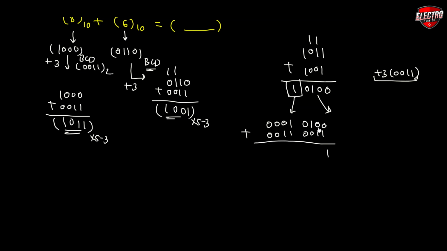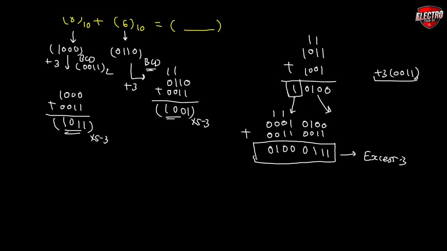0 plus 1 is equal to 1, 0 plus 1 is equal to 1, 1 plus 0 is equal to again 1, 0 plus 0 is equal to 0, 1 plus 1 is equal to 0 with 1 carry, 1 plus 1 is equal to 0 with 1 carry, and 1 plus 0 plus 0, 1, 0 plus 0 is 0. So this one is the final addition of two decimal numbers in Excess-3 form.